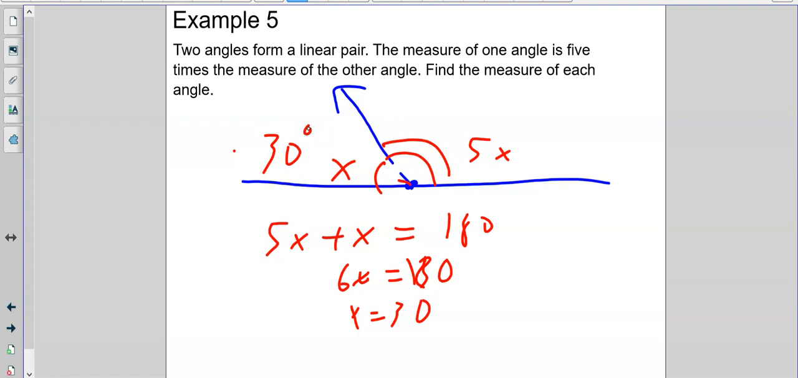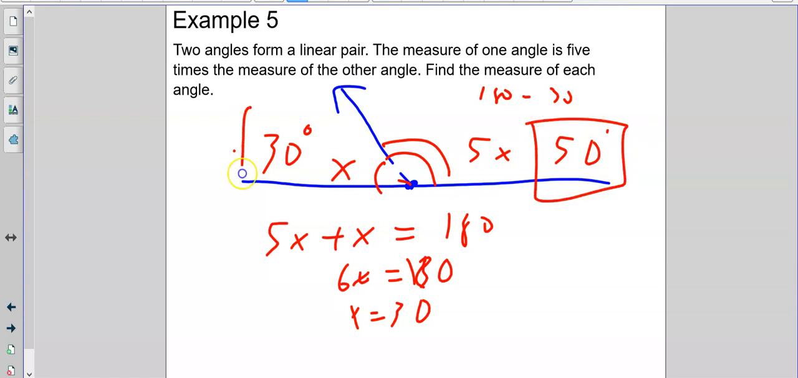Now, that angle is not really 30 degrees. That angle is more like 50 degrees. It doesn't matter. We're just getting an idea of what we're solving. So if that angle is 30, then the other one over here is 180 minus 30, which makes it 150 degrees. So my two angles are 150 degrees and 30 degrees.